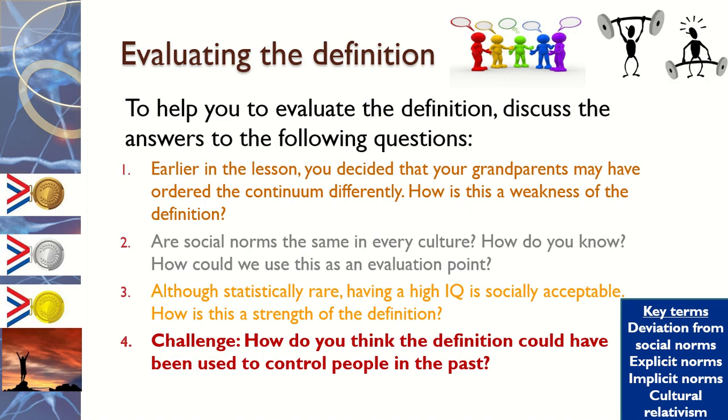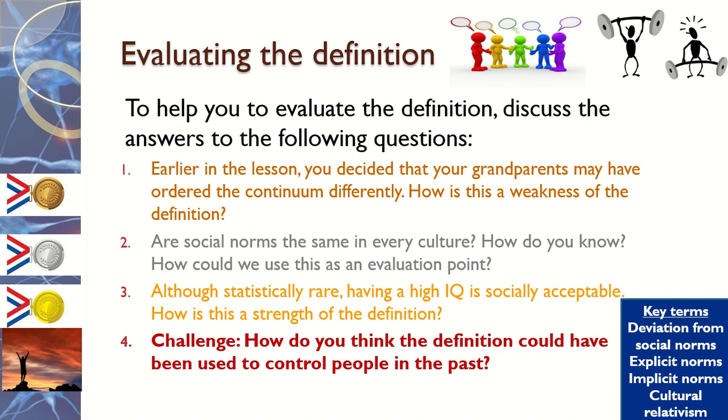So you need to be able to evaluate this definition, so have a think about the following questions. Earlier in the lesson you decided that grandparents may have ordered the continuum differently. How is this a weakness? Are social norms the same in every culture? Although statistically rare, having a high IQ is socially acceptable. How is this a strength of the definition? And then how do you think the definition could have been used to control people in the past? Pause the video and have a think.